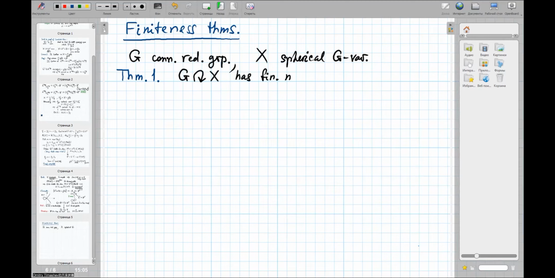Hey, Professor, do we prove that spherical variety is normal? No, this is an assumption. This is an assumption. So I assume normality.